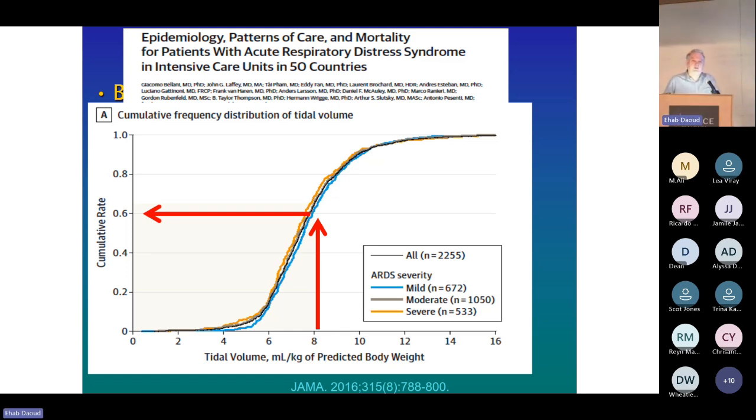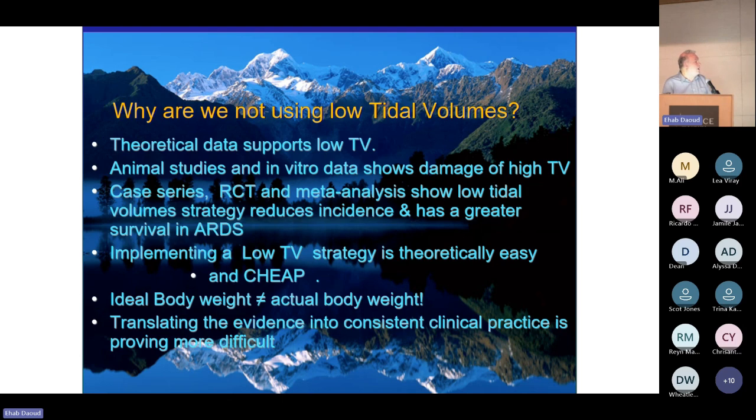A study by Bellani suggests that only 60% of patients who have ARDS get tidal volumes below 8 mils. It's a bit hard to understand, although the theoretical data shows that it supports low tidal volumes. Animal studies and in vitro studies also support that. It's cheap to do, theoretically easy. Why don't we do this? It's very hard to know. We'll talk about that in the next talk.